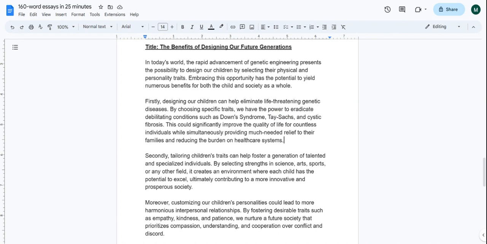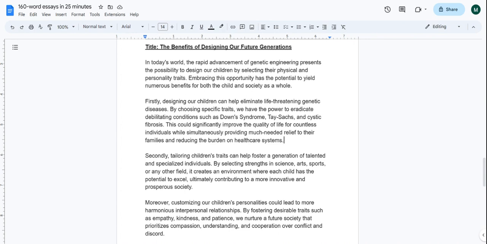Firstly, designing our children can help eliminate life threatening genetic diseases. By choosing specific traits, we have the power to eradicate debilitating conditions such as Down syndrome, Tay Sachs, and cystic fibrosis. This could significantly improve the quality of life for countless individuals, while simultaneously providing much needed relief to their families and reducing the burden on healthcare systems.